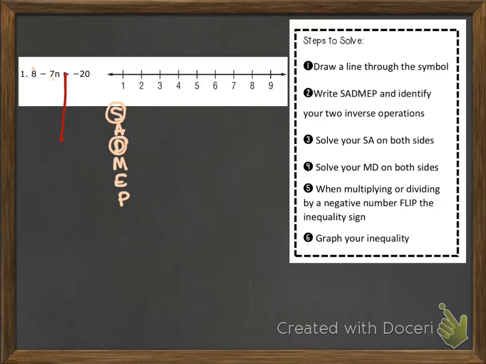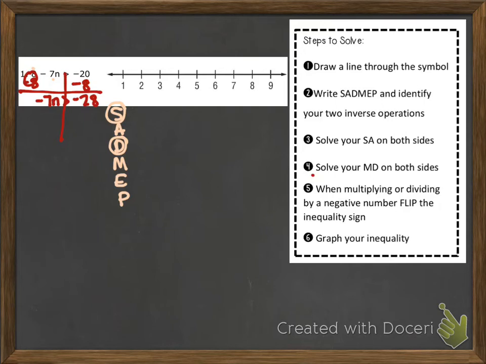I decided that I'm subtracting, so I'm going to solve my subtraction on both sides, which is a positive 8, so I'm subtracting 8, subtracting 8. So I'm subtracting 8 on both sides, and that gives me negative 7n is greater than negative 28. Then it says on step 4 to solve your MD on both sides.